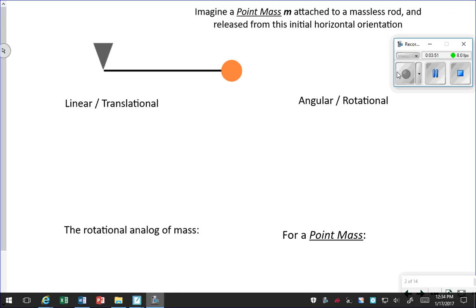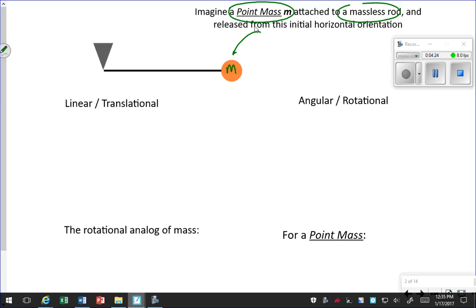Let's take the example of this object, which I've drawn as having size, but let's assume that it is a point mass. It has a mass m, and it's attached to a massless rod, and that's real important, a massless rod. It doesn't really matter what length, I suppose. It does matter, but just keep going. And it's released from that initial orientation.